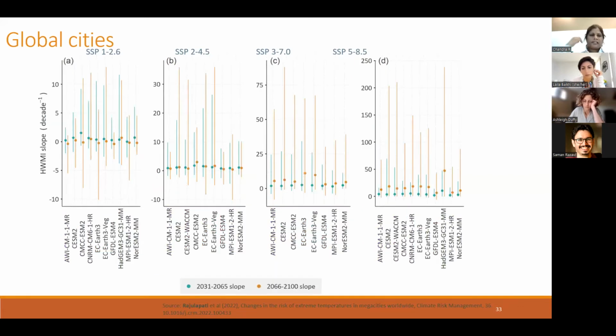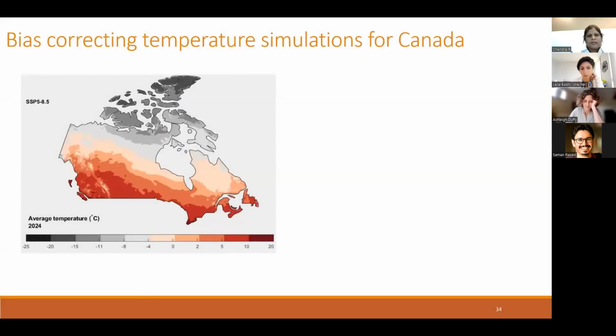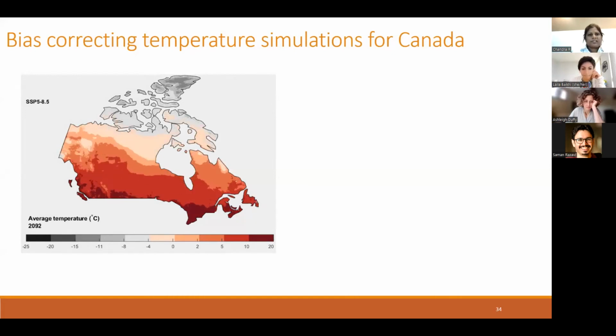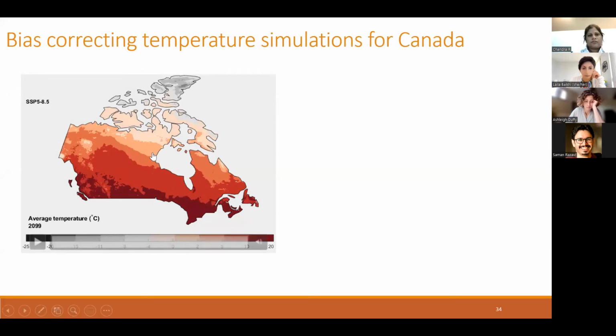And naturally, if we divide the time period into two time slices, from 2050 to 2070 onwards, the uncertainty obviously increases as we go into the far future, which is an obvious conclusion. But we are also trying to bias correct the temperature simulations for Canada. And yeah, as you note, this is again for SSP5 8.5.